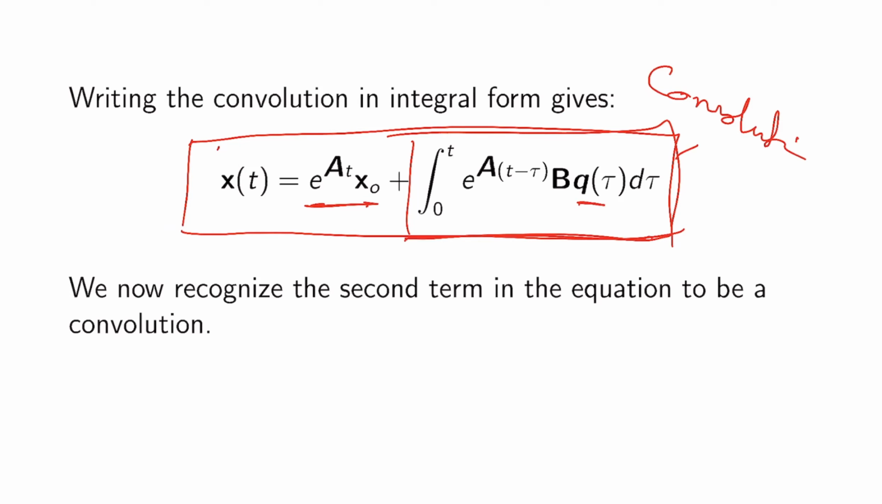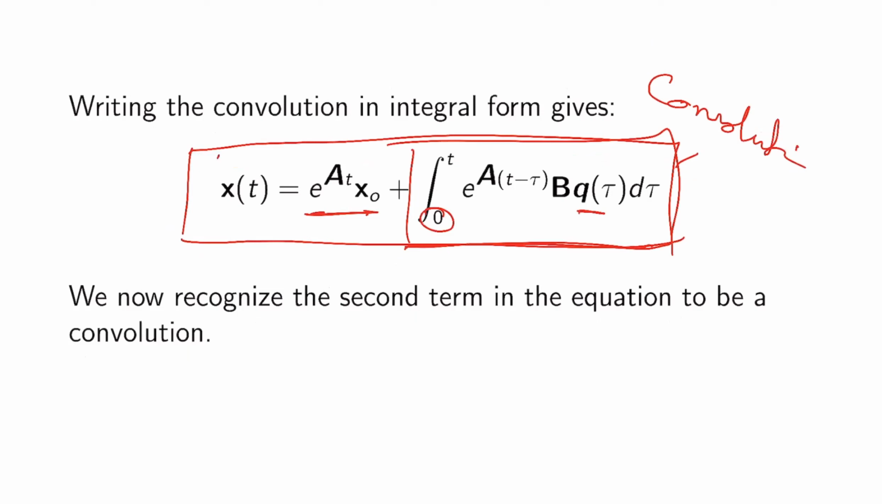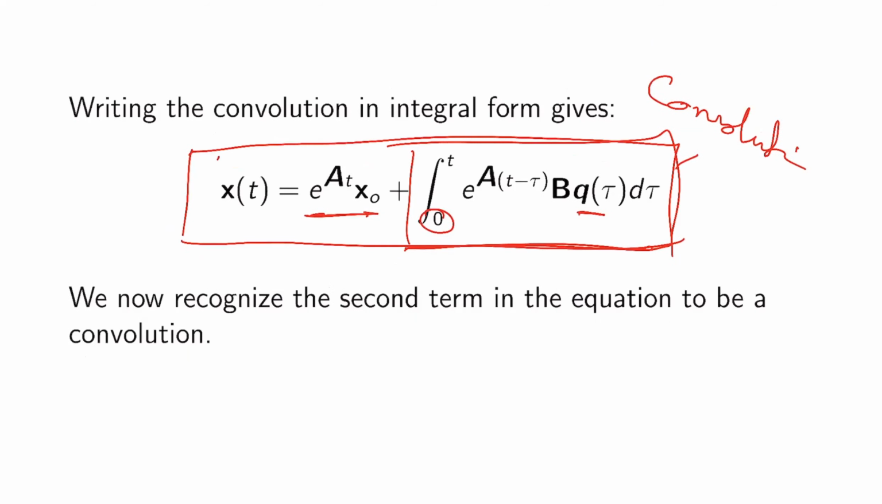Now, somebody in class asked why we're going from 0 here instead of minus infinity, because the convolution before was defined to go from minus infinity. We can do that because I can assume that there's nothing present before time 0. Everything starts at time 0. So I could just integrate from 0 because there is nothing to integrate before time 0.